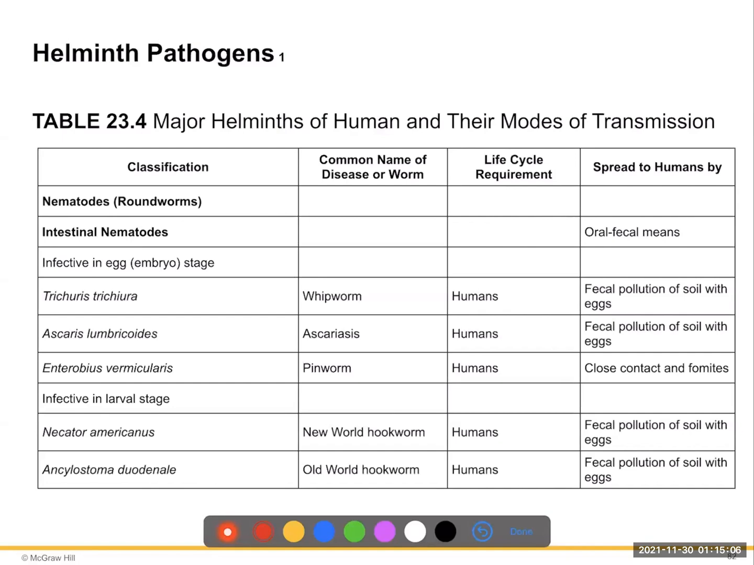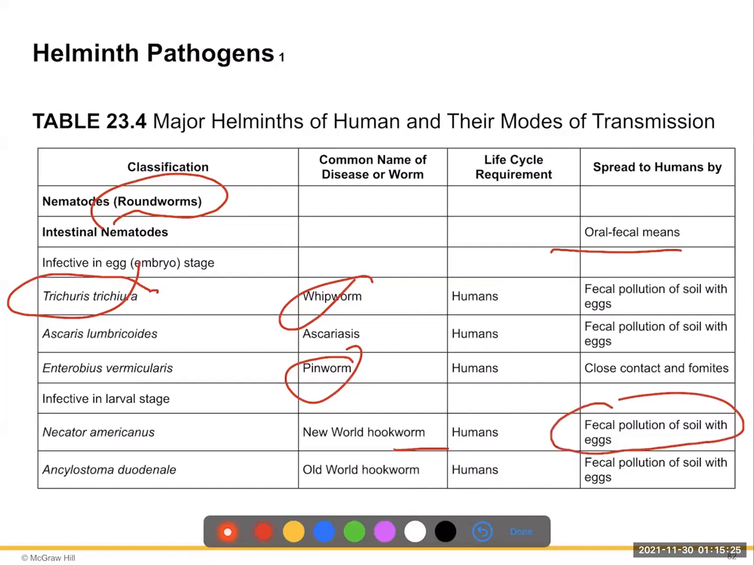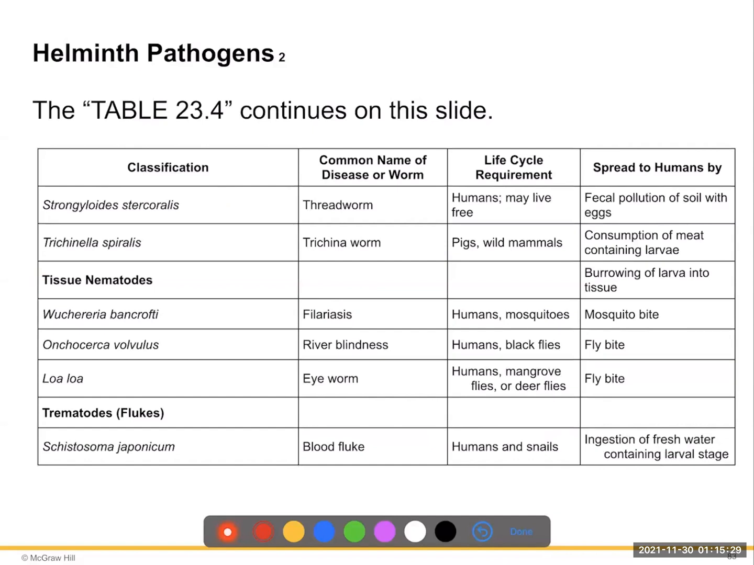This is like roundworms, Trichuris here, and it shows you the common names: whipworm, pinworm, hookworms, and their life cycle through humans, and how they're spread by oral-fecal means, fecal pollution of soil with eggs, etc. And again, we'll go through all those as we go on. And the same thing here.